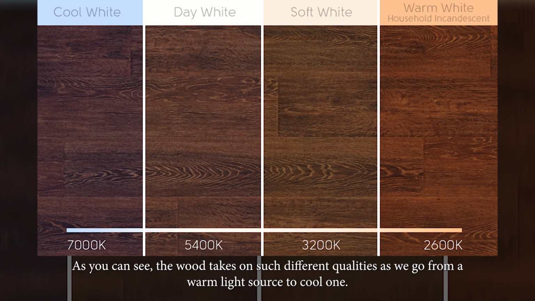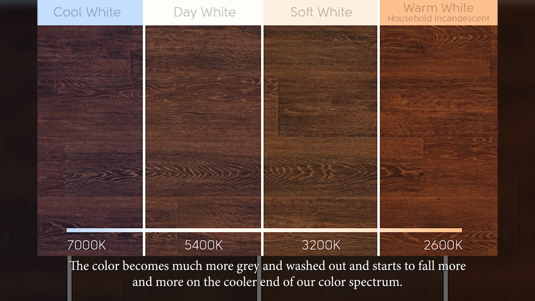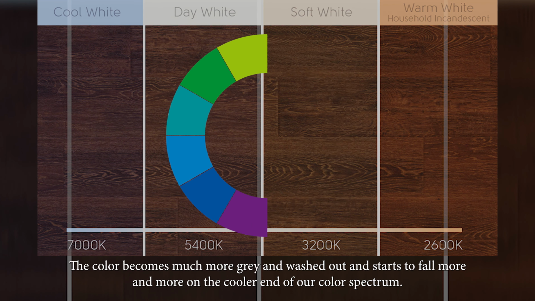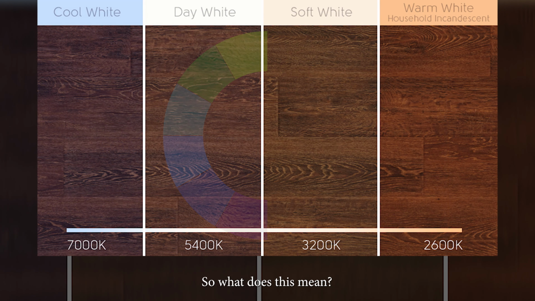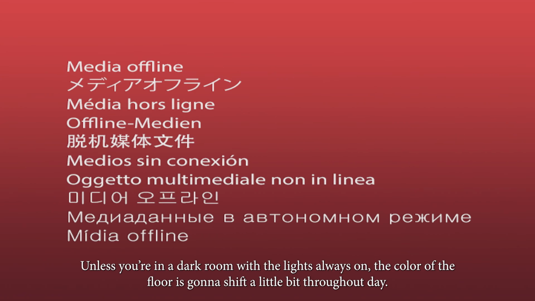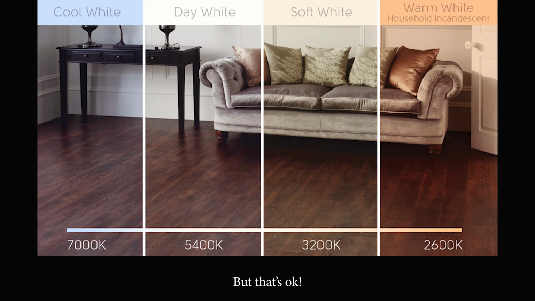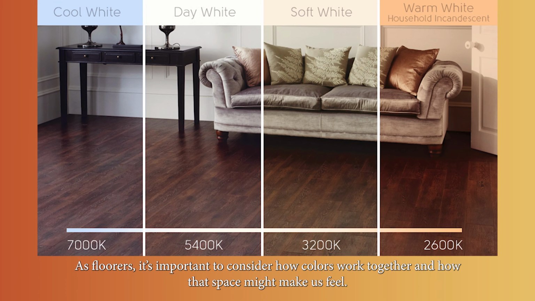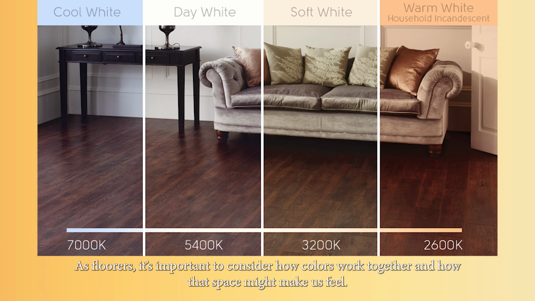As you can see, the wood takes on such different qualities as we go from a warm light source to a cool one. The color becomes much more gray and washed out and starts to fall more and more on the cooler end of our color spectrum. So what does this mean? Unless you're in a dark room with the lights always on, the color of the floor is going to shift a little bit throughout the day. But that's okay. As floorers, it's important to consider how colors work together in a space and how that space might make us feel.